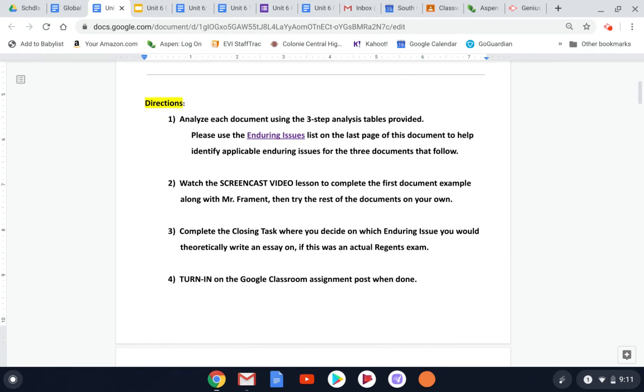So our directions for this document are to analyze each of these documents using the 3-step analysis table. And I've also given you the enduring issues list on the very last page that gives us the 8 or 9 most common enduring issues for you to look at if you're trying to remember some of the big ones that have come up over this year.